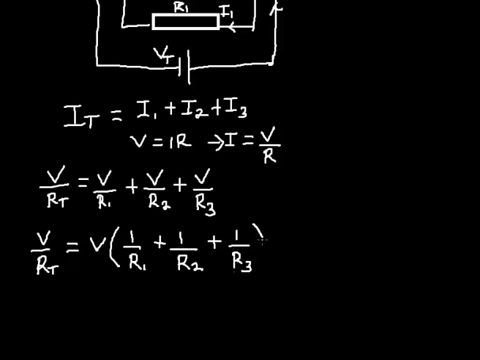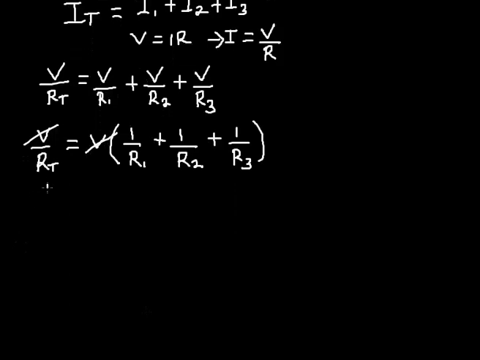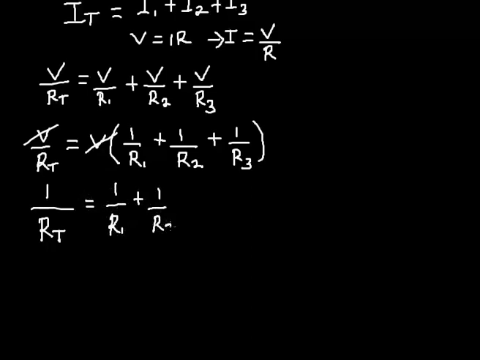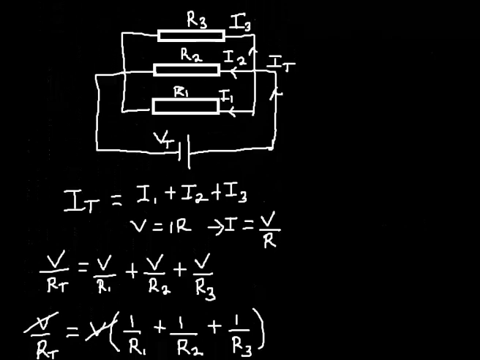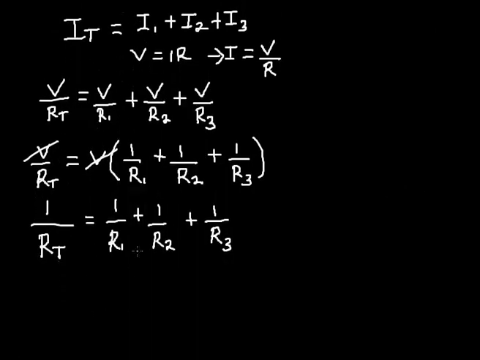Since V is a common factor on both sides of the equation, it will cancel out. So I'm left with 1 all over R total is equal to 1 all over R1 plus 1 all over R2 plus 1 over R3. So if you are asked to find the total or equivalent resistance when resistors are connected in parallel, you sum their reciprocals, as you can see.